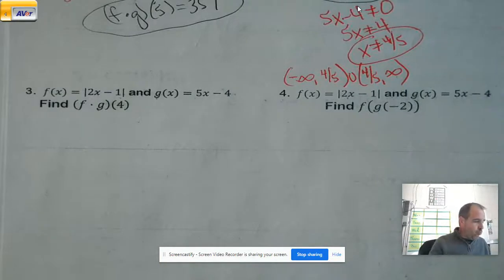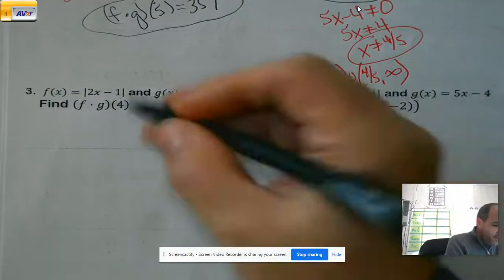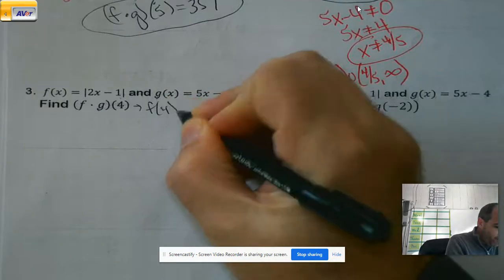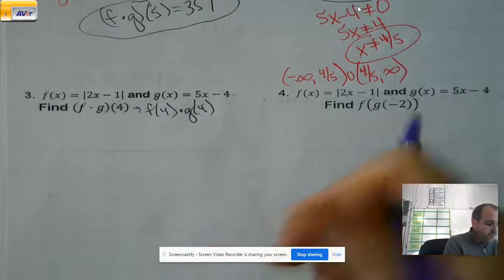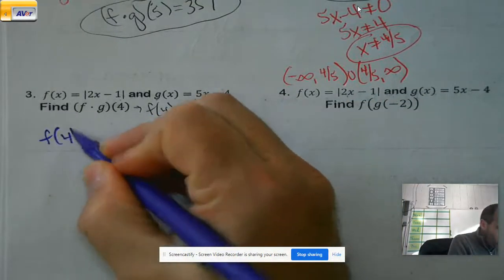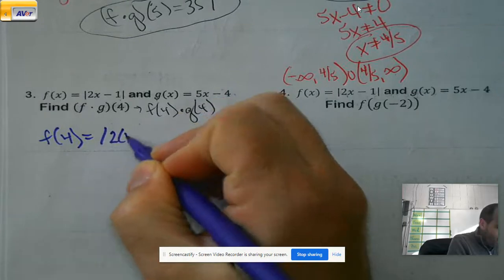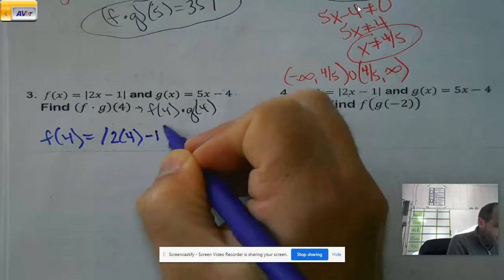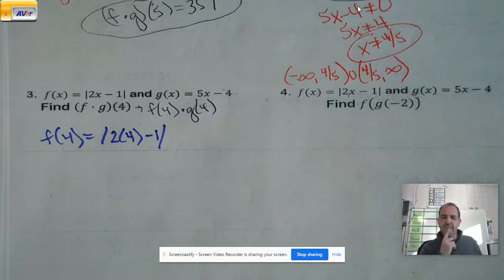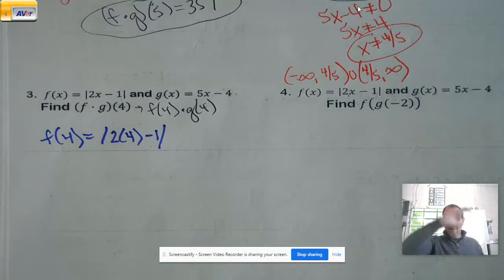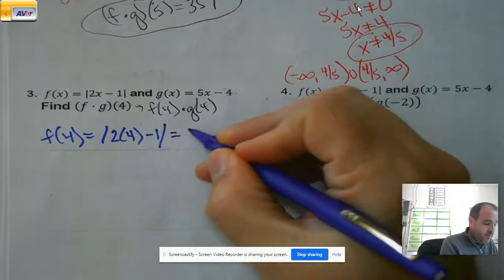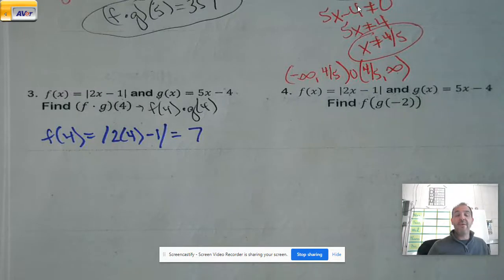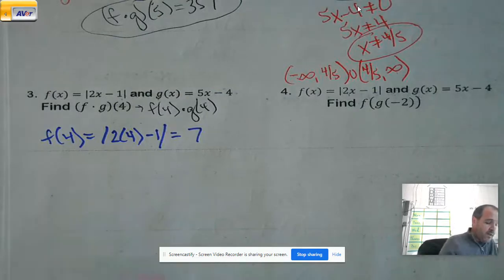Okay, multiplication. Ooh, multiplication with a twist. So we need f of 4 times g of 4. Now, I noticed this first one, f of 4, has absolute value with it. Now remember, what do we know about absolute value? The answer that comes out is always positive. So 8 minus 1 is 7. Even if that would have been a negative value, let's say it would have been negative 7, when it comes out it's positive. So I've got to make sure I remember that part with my absolute value if that pops up again.